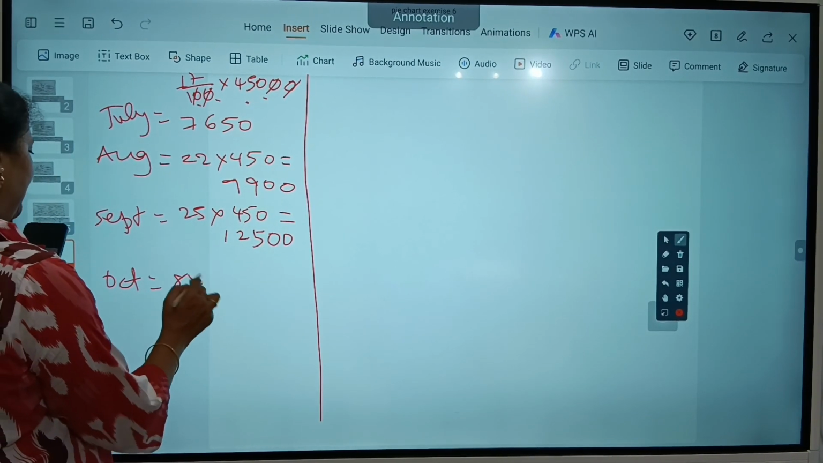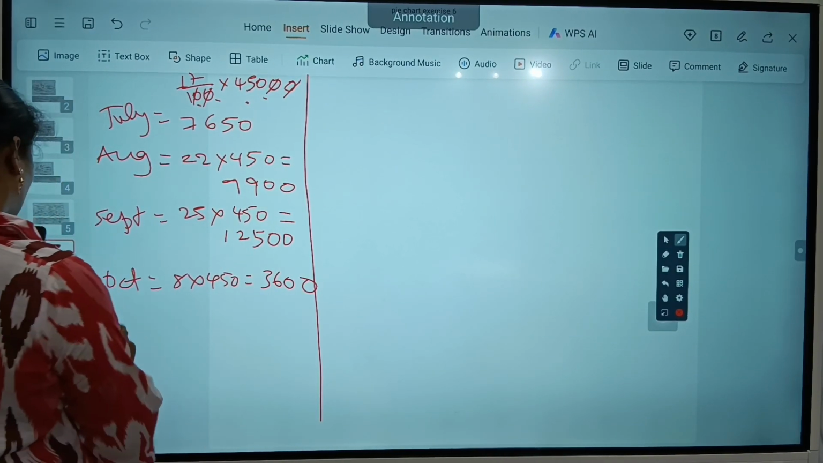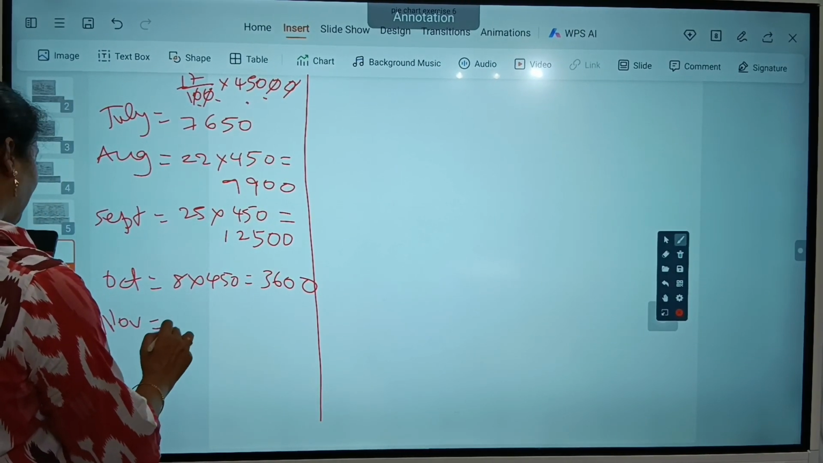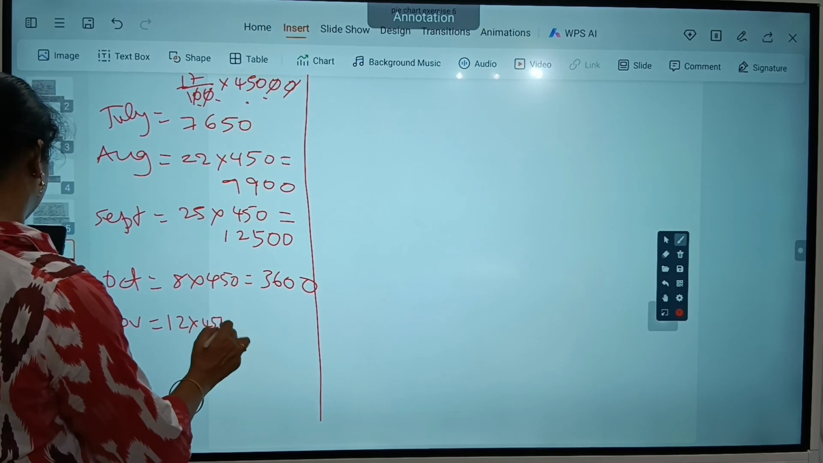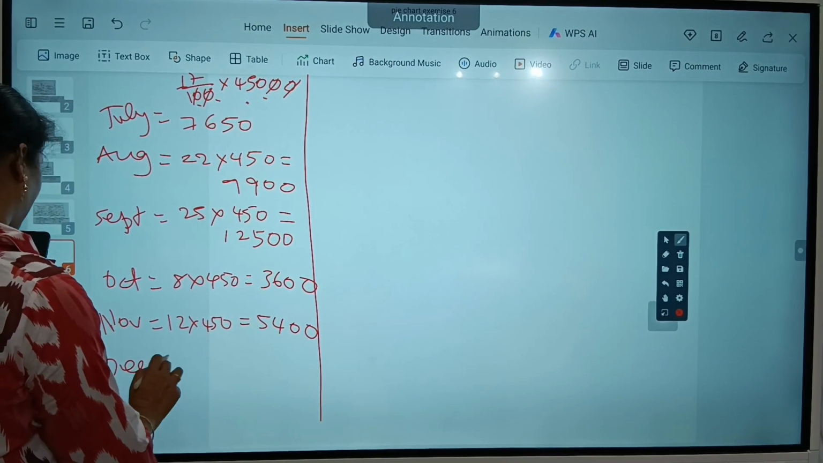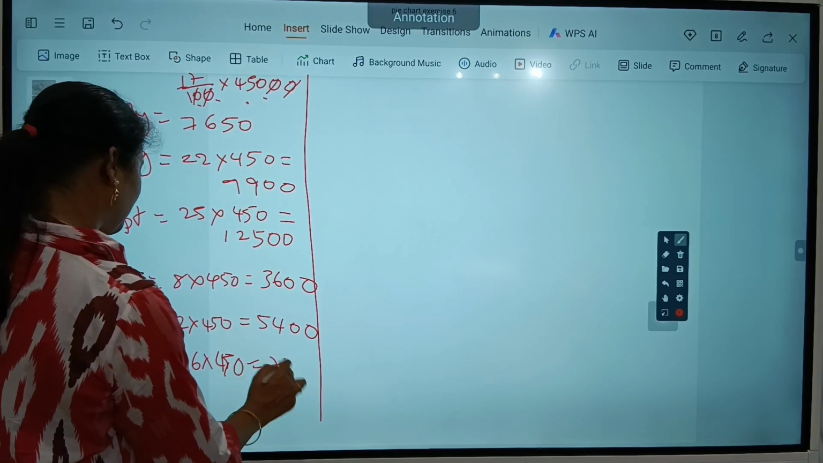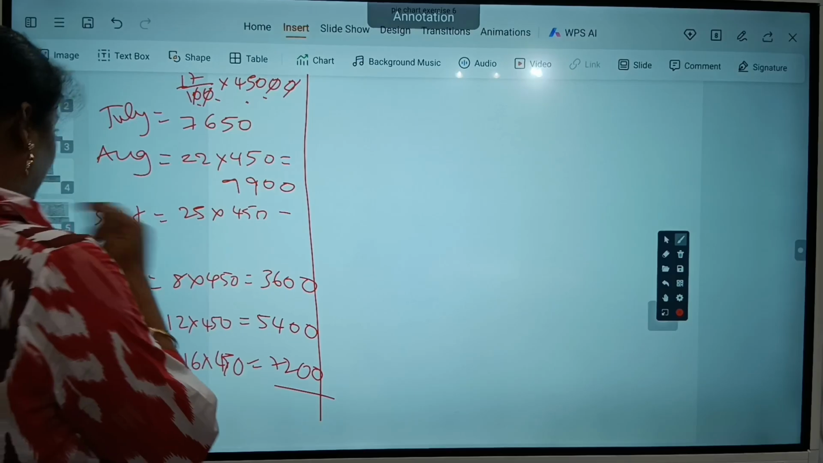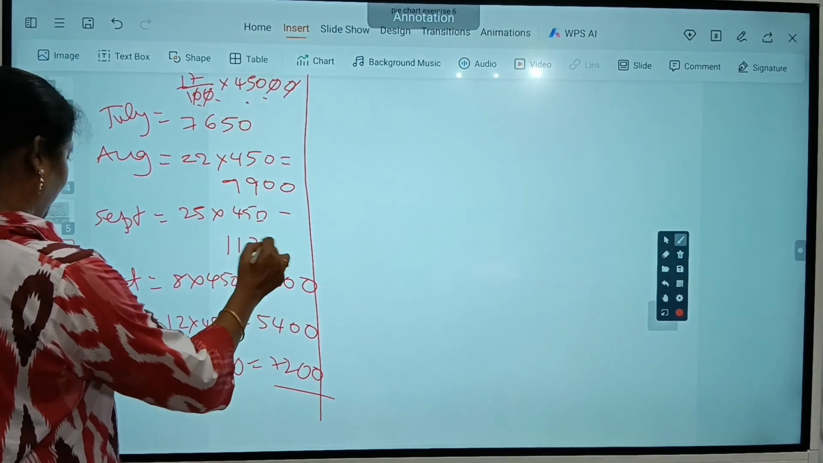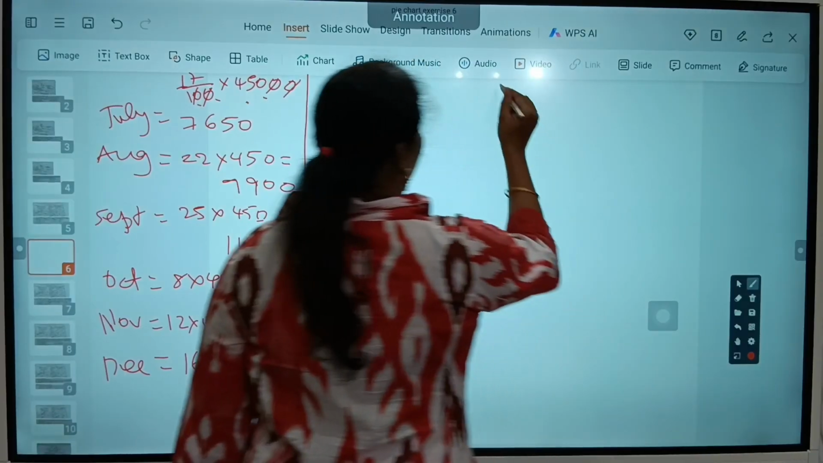October, it is 8 into 450. This is nothing but 3,600. November, it is 12 into 450. This is nothing but 5,400. December, it will be 16 into 450. This is nothing but 7,200. Here it is 11,250. And now we will calculate the ratio.